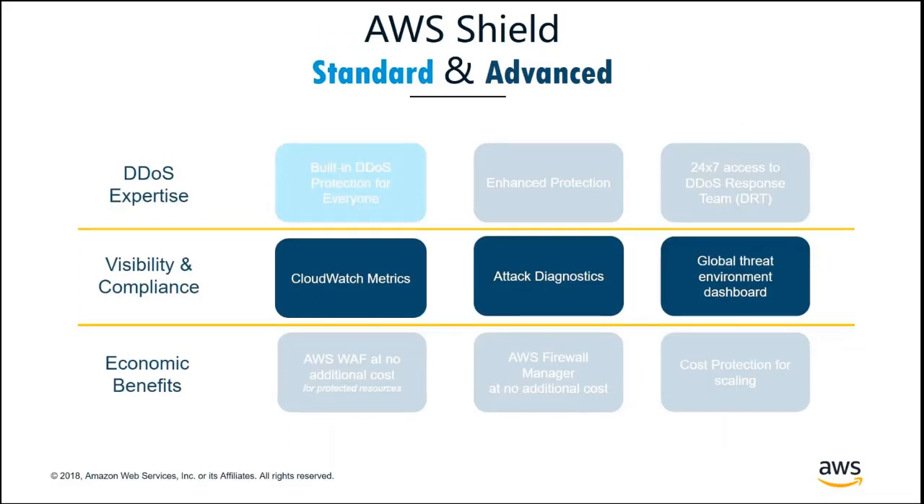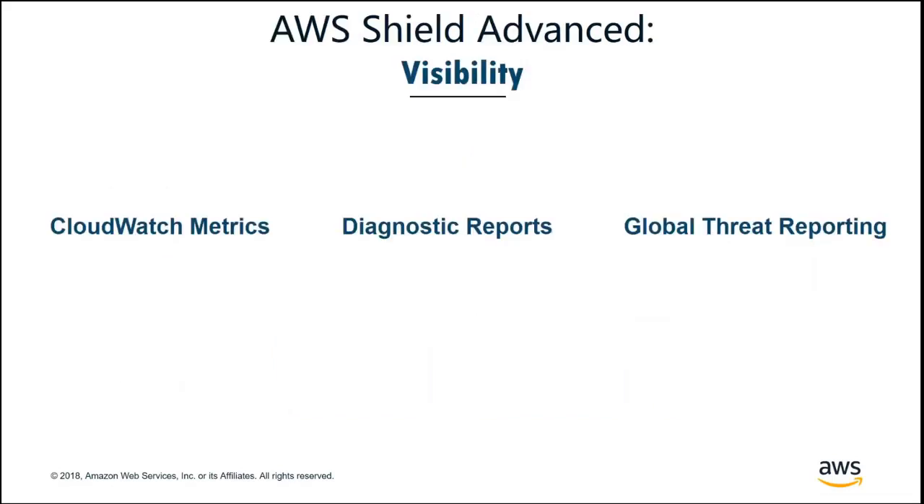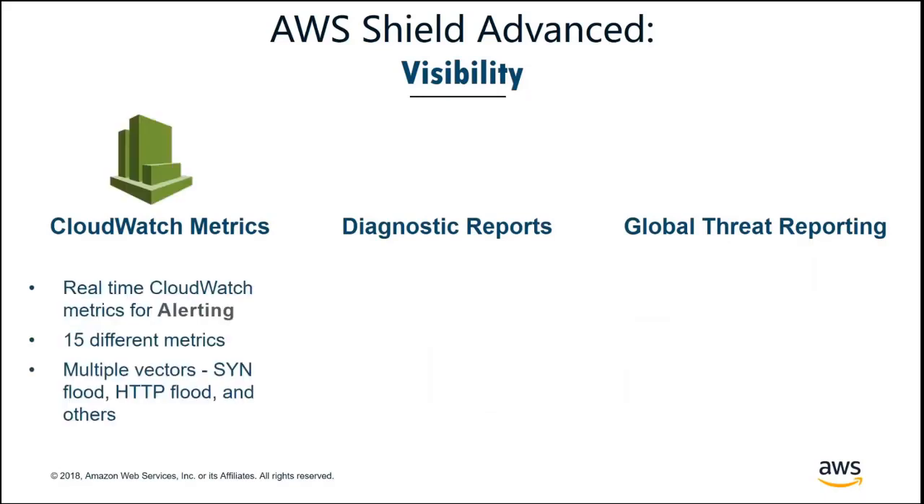The next two areas that we break the service up into are visibility and compliance, and economic benefits. Now, the visibility and compliance piece, we break that down into three benefits that you'll get. And we give this to you in three different ways. One is through CloudWatch metrics. If you're familiar with CloudWatch, it allows you to get real-time metrics across different dimensions of your service, and then tie those metrics into alarms for alerting.